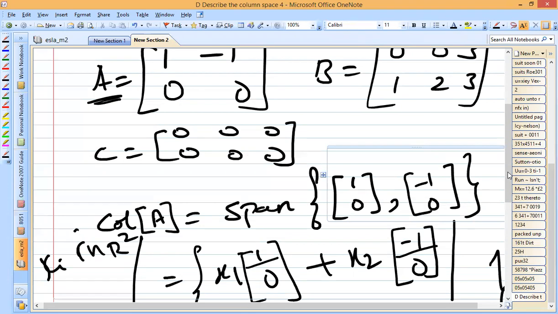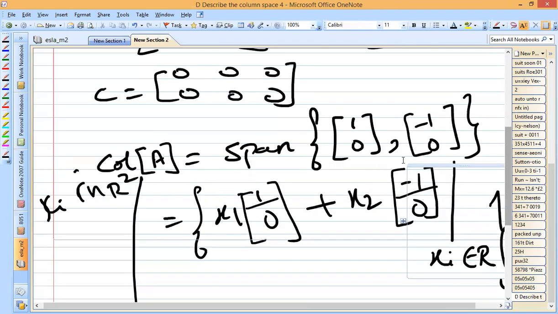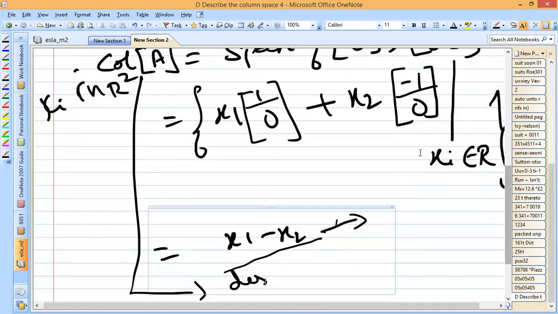And then in order to define the column space, we need some constants which belong to the real numbers. So we are going to assume x1 and x2. This x1 has to be multiplied with the elements of the first column, and x2 has to be multiplied with the elements of the second column. In general we'll take xi belongs to R. When you multiply x1 into 1, we get x1, and x1 into 0 is nothing but 0, plus x2 into minus 1 is nothing but minus x2, and x2 into 0 is 0. So we have the column space expression as x1 minus x2.